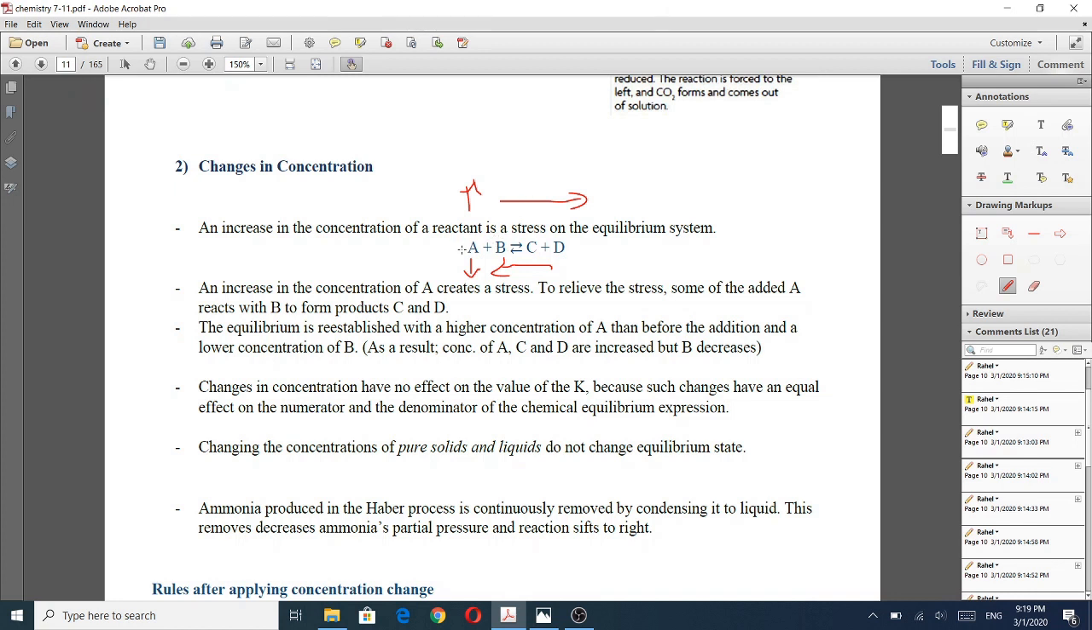Now, let's not look at A for now. When you know that by increasing concentration of A the reaction has shifted to the right, let's look at B. Since B is used and it's just behind the arrow, the concentration of B must decrease. But since C and D are just in front of the arrow like this, both the concentration of C and D would increase.